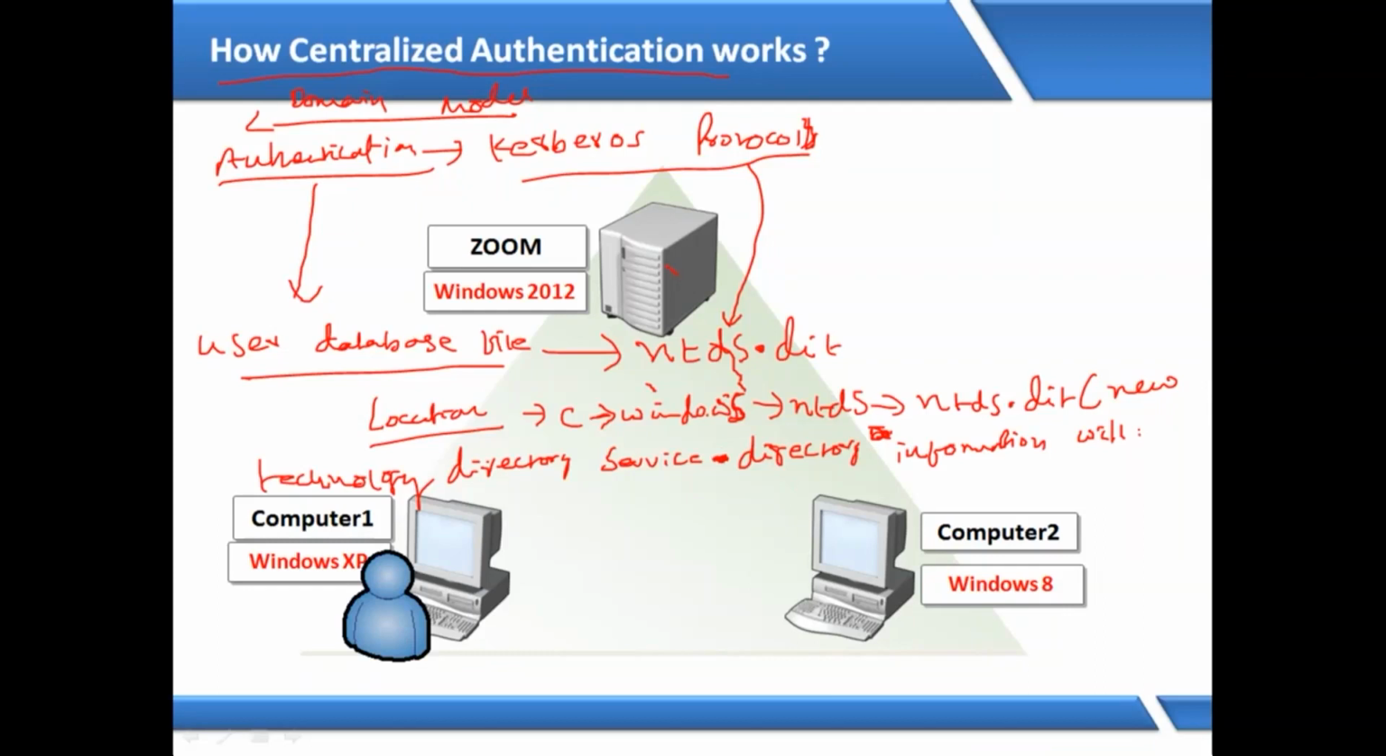So this is the location. Sorry, first the full form of ntds.dit is New Technology Directory Service, Directory Information Tree. It is tree. And where is this file created? Once we make the domain controller, this file will be created automatically. That file name is ntds.dit.